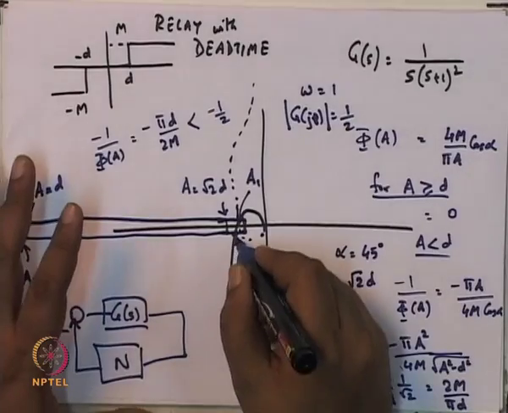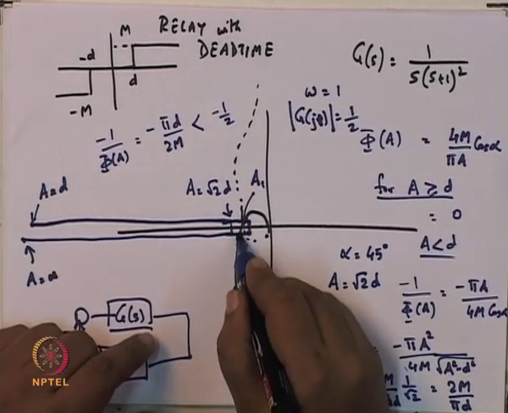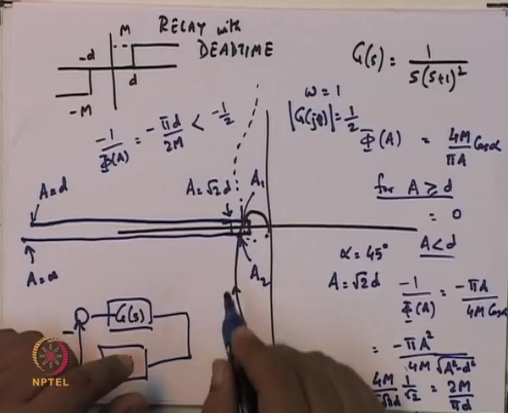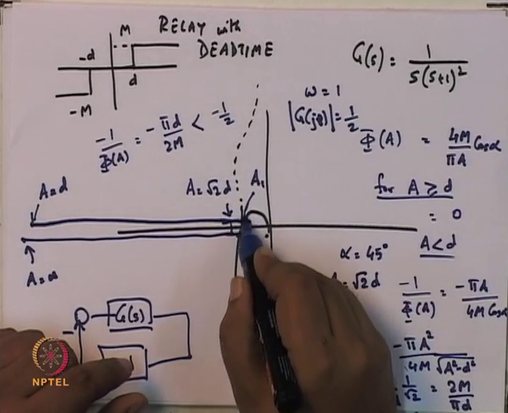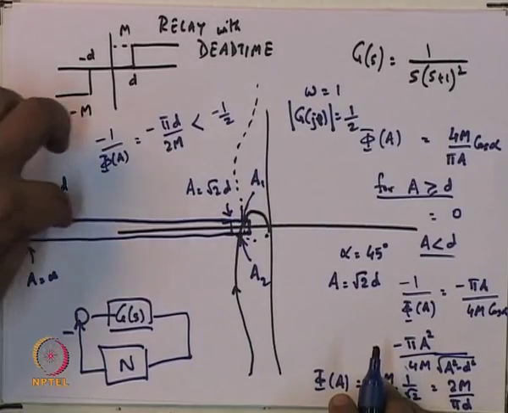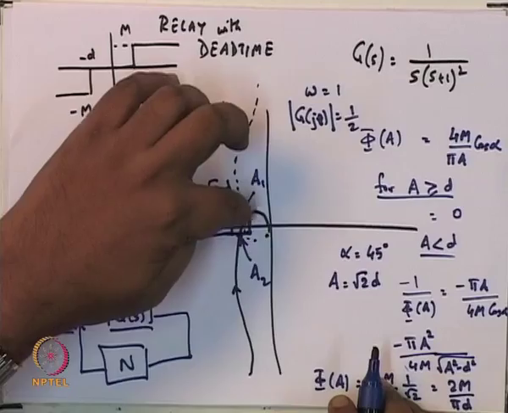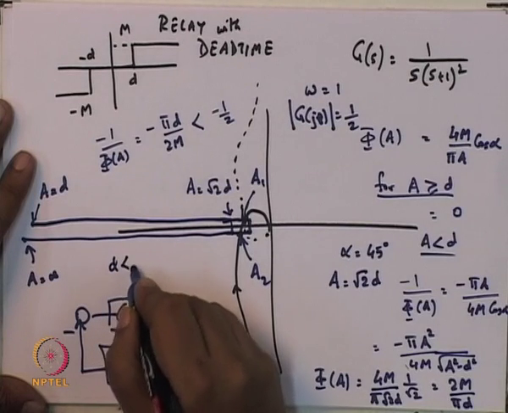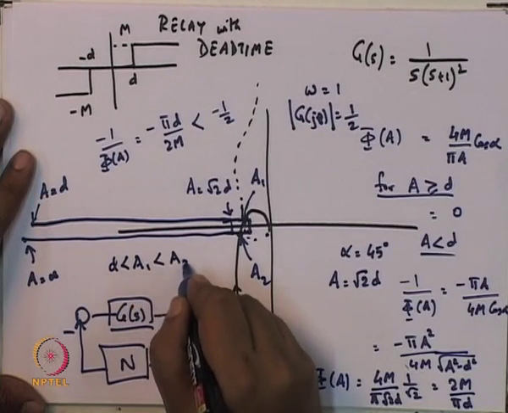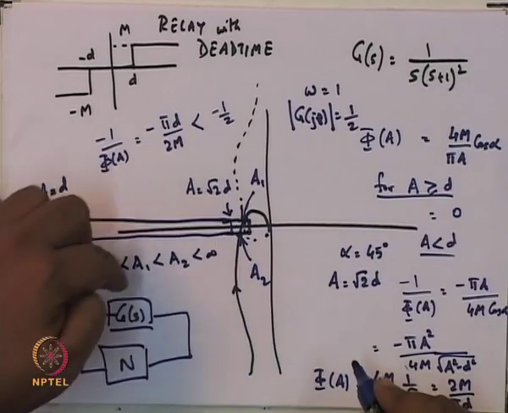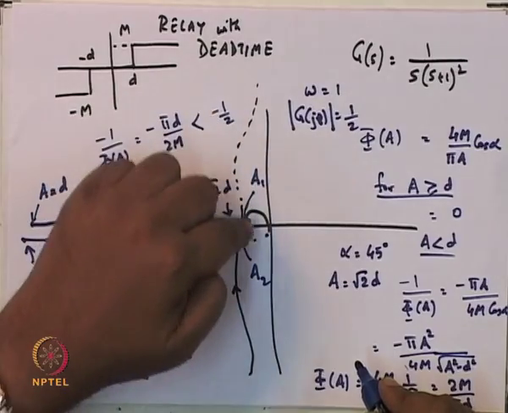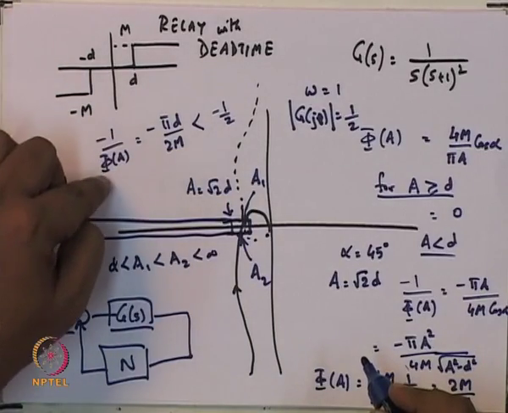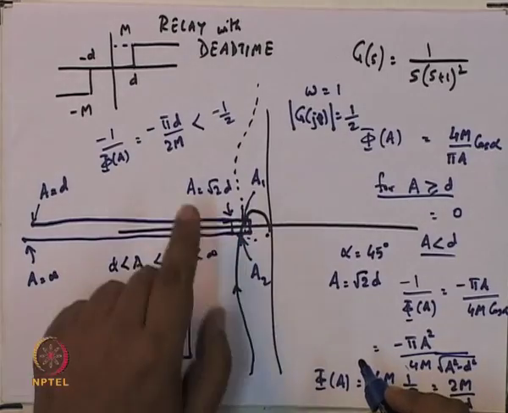Now if you analyze these two points, if you take the first point A1, what is going to happen? Here A starts at D, and as A is increasing, you first hit A1, then you hit A2, and then A increases off to infinity. So we can say D is less than A1, is less than A2, less than infinity. That is the relation between A1 and A2, the two magnitudes for which the evaluation of this function minus 1 upon phi of A turns out to be exactly minus half.